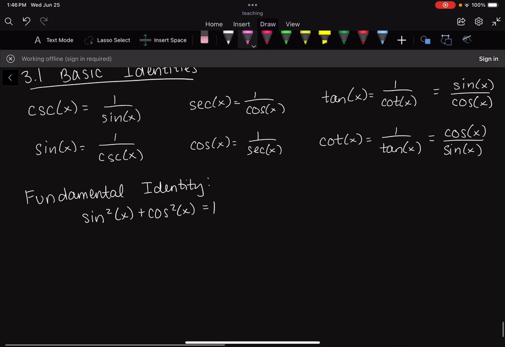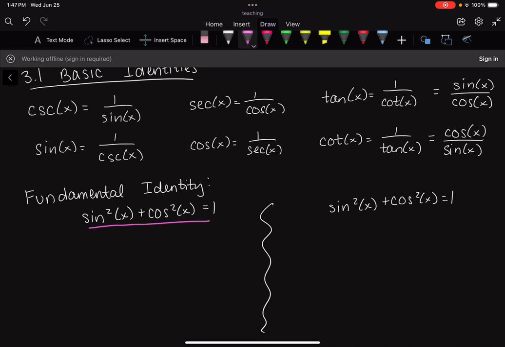Now, I'm actually just going to show you 2 more identities that come from this fundamental identity. I'm going to write it over here as well, because I'm going to show you 2 new identities that we can get from this. So you can always do whatever you want to an equation as long as you do it to everything. So something we can do here is if we divide everything by cosine squared x, let's see what we get.